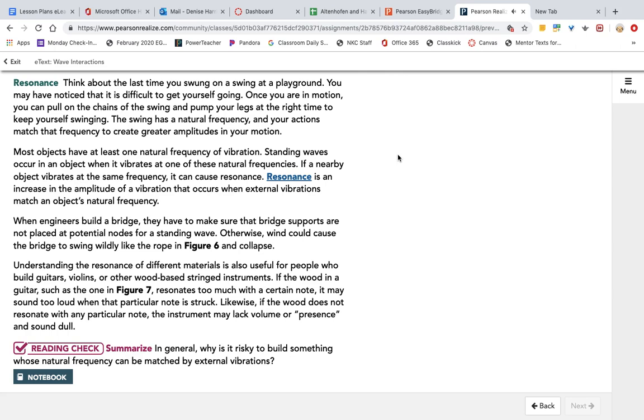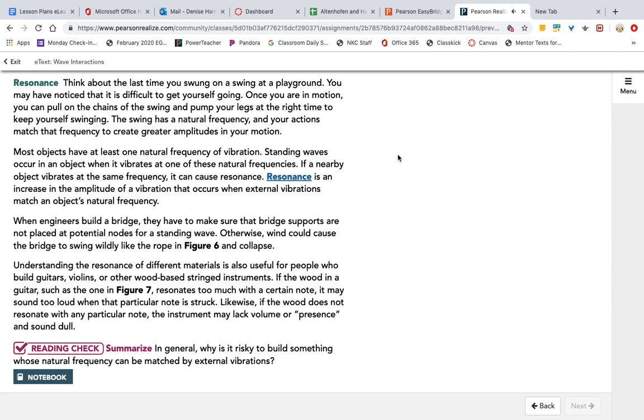When soldiers march across a bridge, they make sure to stay out of step. If they did not, their footsteps could cause the bridge to swing wildly like the rope in Figure 6 and collapse. Understanding resonance of different materials is also useful for people who build guitars, violins, or other wooden string instruments. If the wood in a guitar, such as the one in Figure 7, resonates too much with a certain note, it may sound too loud when that particular note is struck. Likewise, if the wood does not resonate with any particular note, the instrument may sound dull.